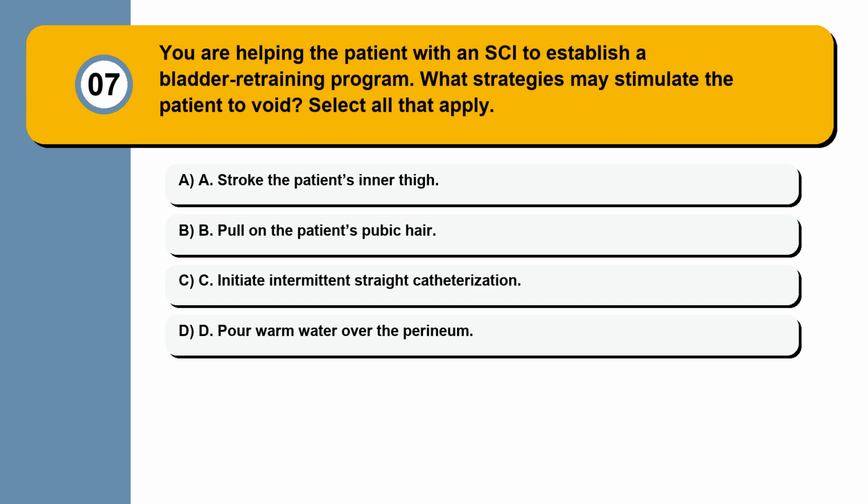Question 7. You are helping the patient with SCI to establish a bladder retraining program. What strategies may stimulate the patient to void? Select all that apply. A. Stroke the patient's inner thigh. B. Pull on the patient's pubic hair. C. Initiate intermittent straight catheterization. D. Pour warm water over the perineum.